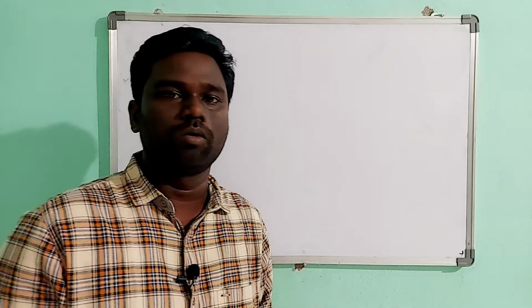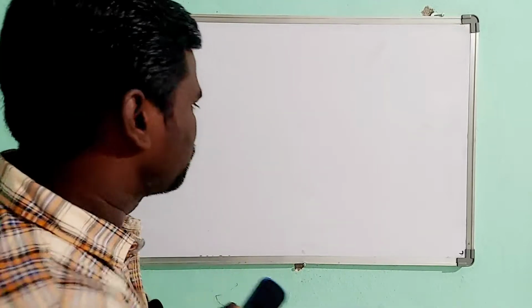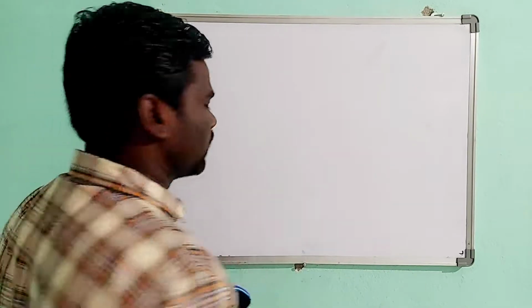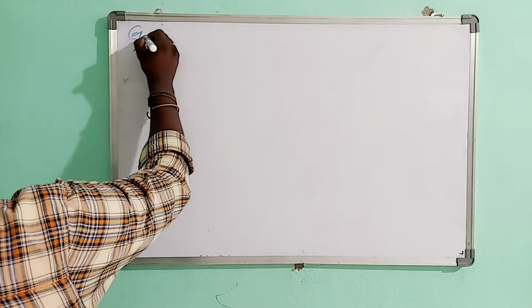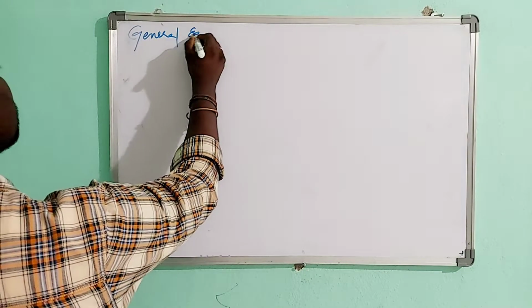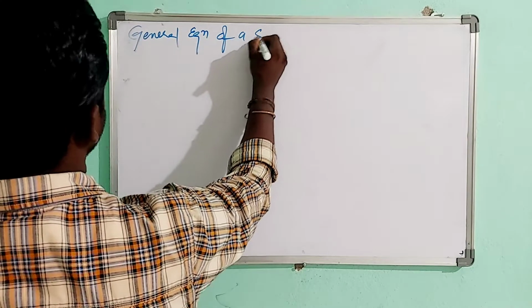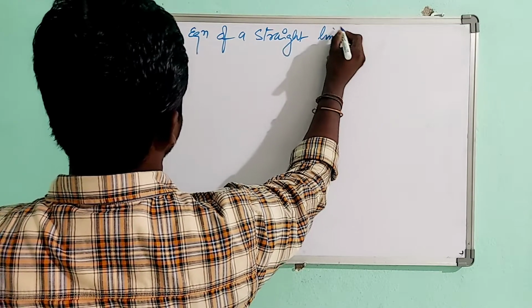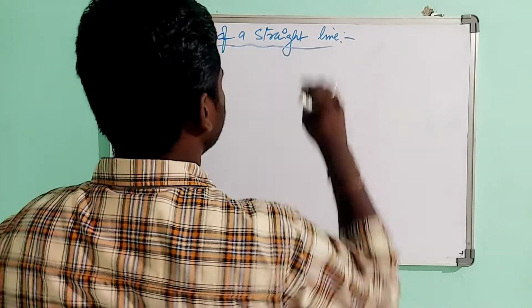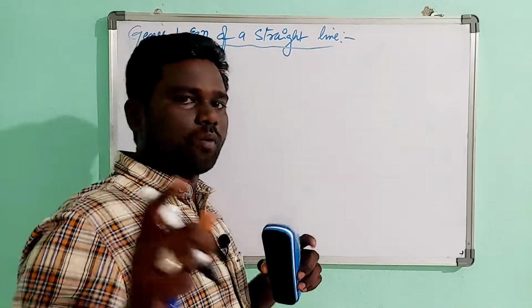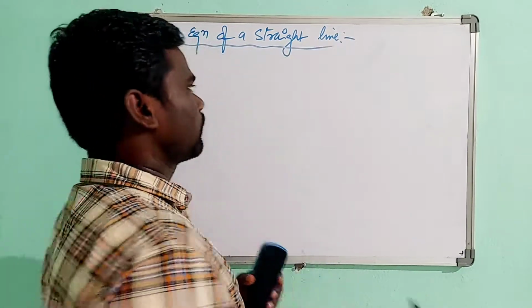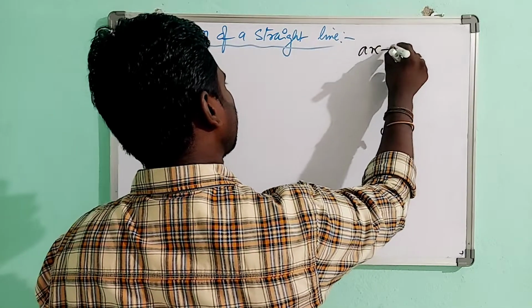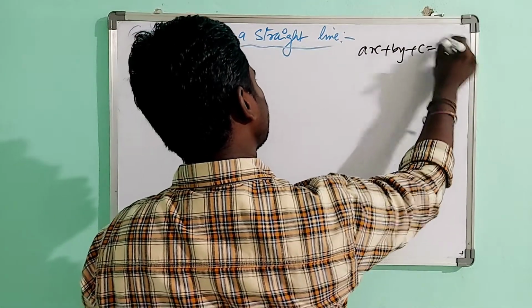In this video we will discuss the proof of the general equation of a straight line. So first of all, what is the general equation of a straight line? All of us know that it is ax plus by plus c equal to 0.